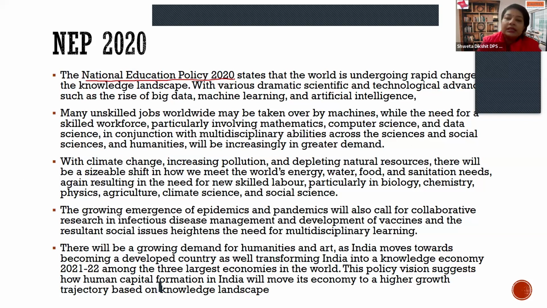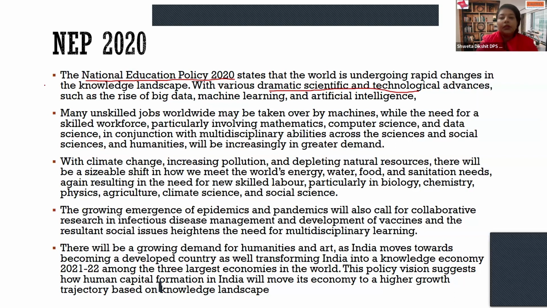There have been various challenges which have been faced in the last 4 to 5 decades in the Indian education system. Considering them all, there have been some proposals by the National Education Policy. What are they? They definitely talk to you about the uses of education and human capital. So, with various dramatic scientific and technological advancements, such as the rise of big data, machine learning, artificial intelligence, we can convert the one into human capital.